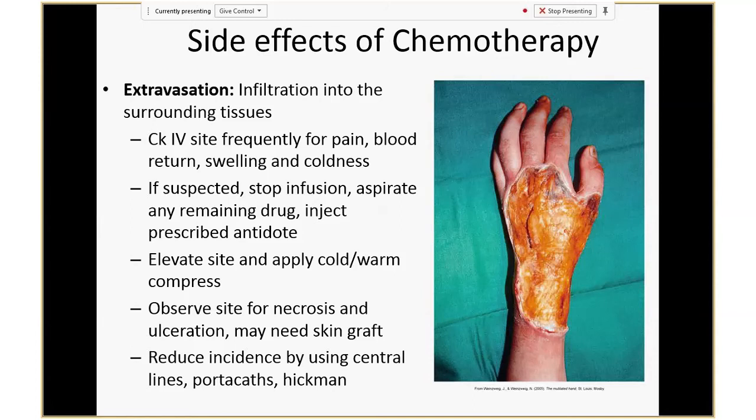We want to elevate the site to produce less swelling and to apply cold and warm compresses. So we start with probably warm to get the circulation good, and then cold for swelling. And then it's based on patient preference too. If they're having a lot of pain, we just give them the option. We're going to observe for necrosis and ulceration, and they might potentially need a skin graft if it's this bad. If patients are getting chemotherapy, we would obviously want them to have a central line, like a portacath or a Hickman catheter, because those are central lines and have less risk for infiltration.